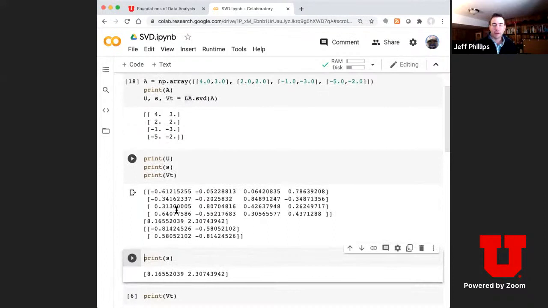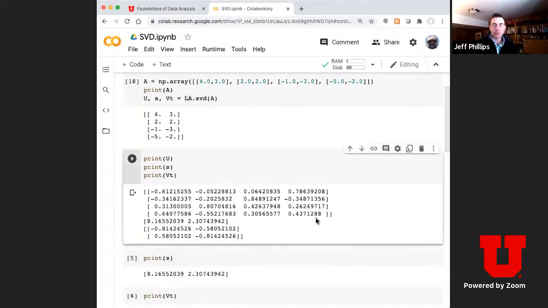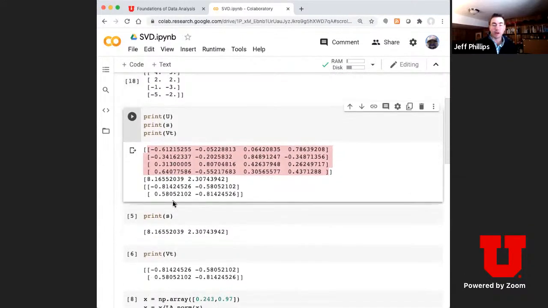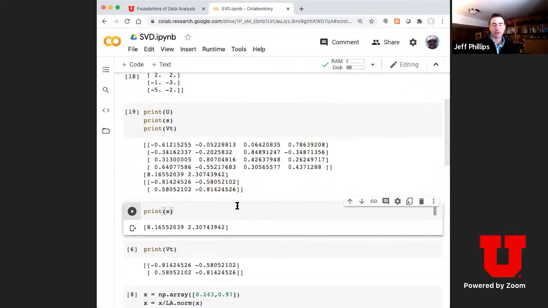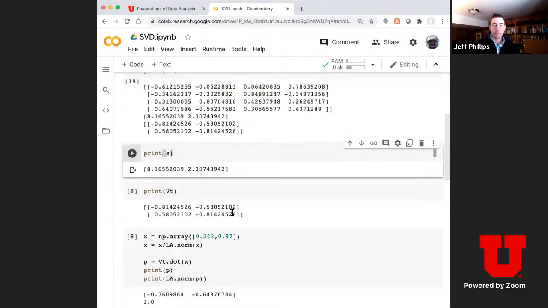So I'm going to get, this is going to be U. This is the U matrix here. This is the 4x4 matrix, the same one I had on the slide before. This is S, 8.1 and 2.3, and this is V transpose, which we had looked at. Right, here's S and V transpose again.